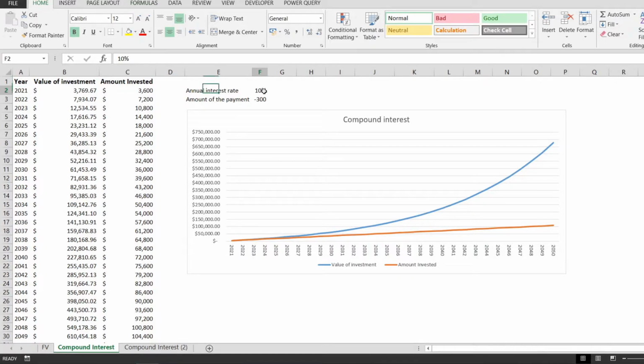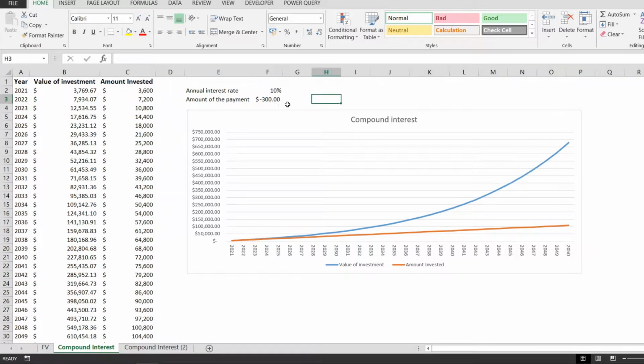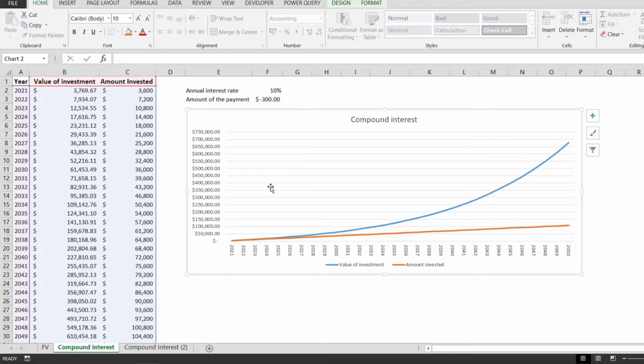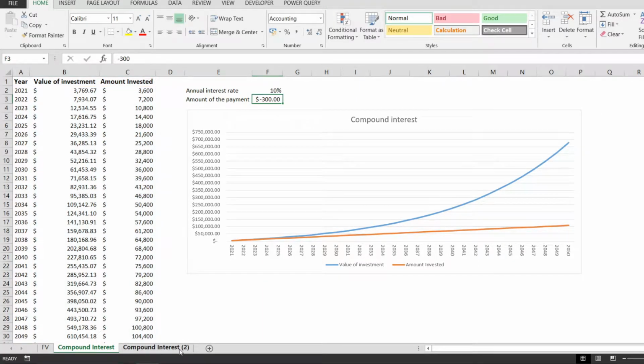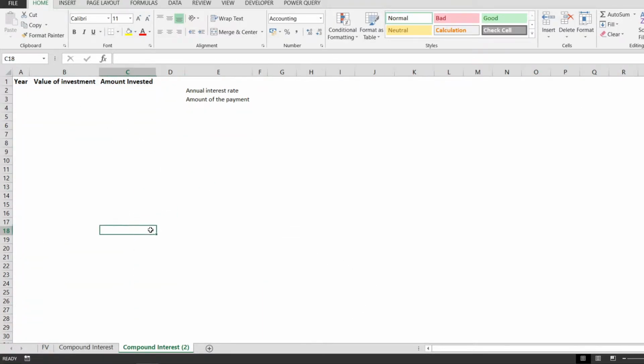We're gonna see at a 10% interest rate and $300 monthly payments, how much would that money compound to every year, and what will be the final number. And I'm going to show you which formulas I use and how I create this chart right here. So let's get started. We're going to start with this blank worksheet right here.